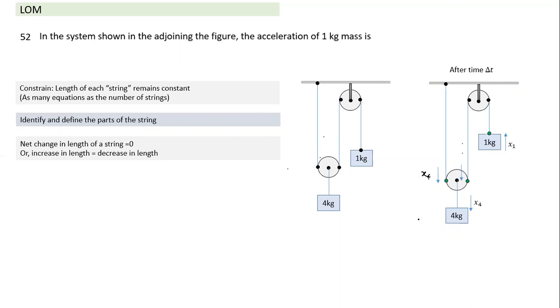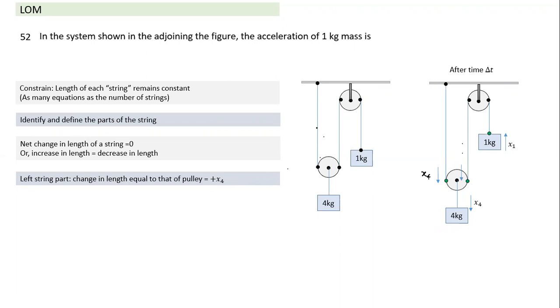The motion of the pulley. Now, what is the constraint here? No change in the length of string. It means either net change is 0 or increase is equal to decrease. Either way, we can form an equation. Whenever there is an increase, we write plus change, and whenever there is a decrease, we write minus change.